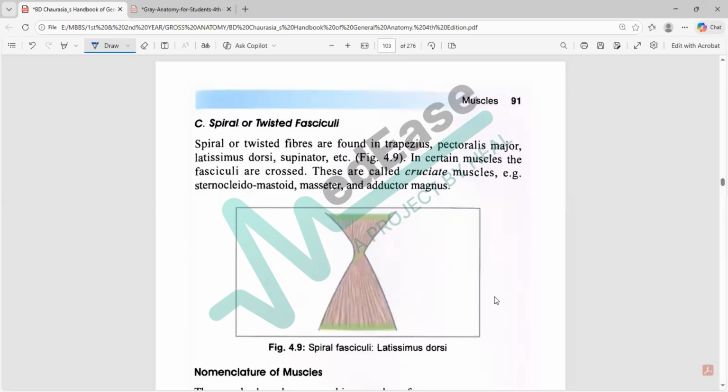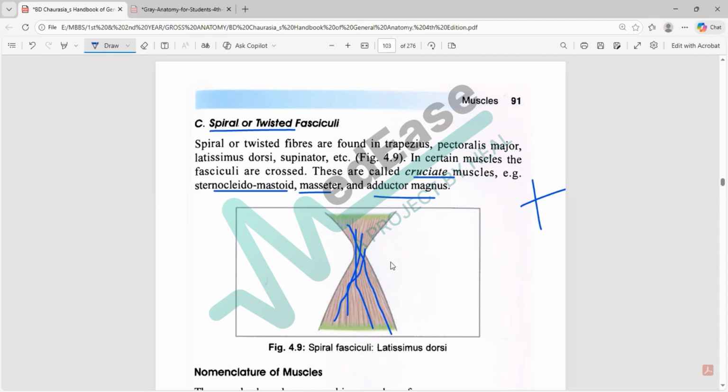Now, when we talk about the spiral or the twisted fasciculus mainly, you guys can see that some fibers are going here, some are going here, some are lying this way, some are going this way. These are also called cruciate muscles because they resemble the crux mainly, and this will be present in the sternocleidomastoid, masseter, adductor magnus mainly.